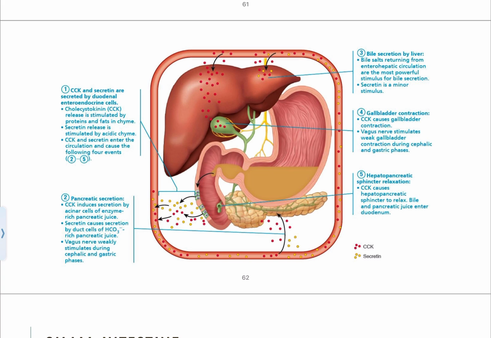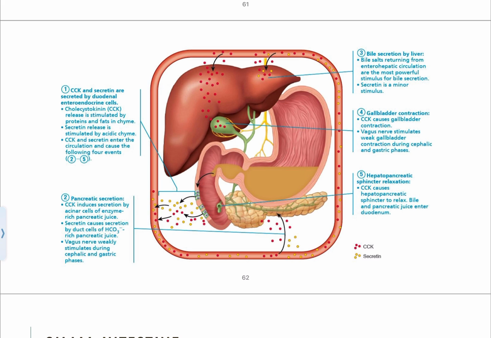If we're talking about pancreatic secretions, CCK is going to induce the secretion by the acinar cells of the enzyme-rich pancreatic juice. Secretin acts a little bit differently. It causes secretion by the duct cells of bicarbonate ion. Bile secretion by the liver, bile salts returning from the enterohepatic circulation, those are going to be your main stimulant for bile secretion. Secretin doesn't really play a role when we're talking about a stimulus for bile secretion.